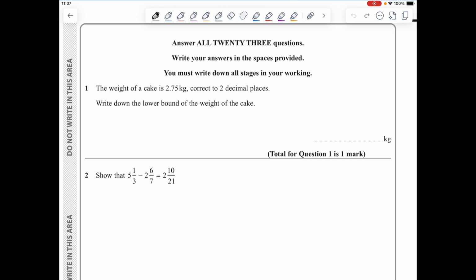For question 1, the lower bound of 2.75 to 2 decimal places is 2.745.